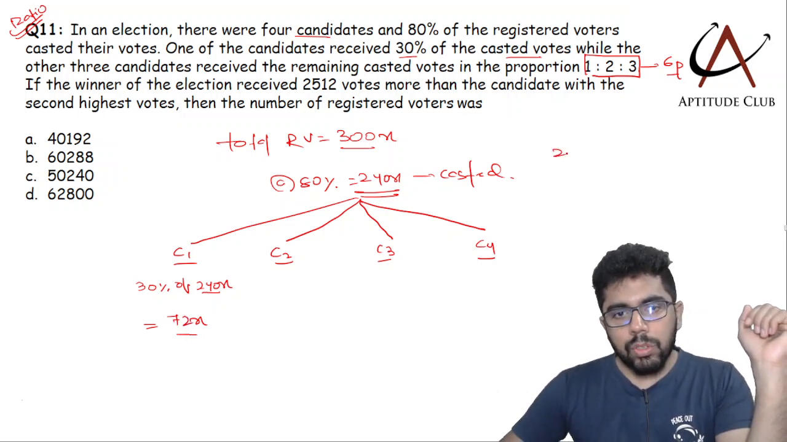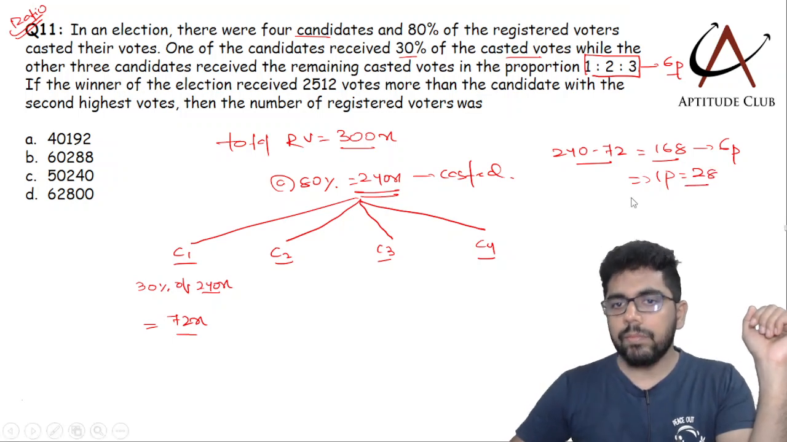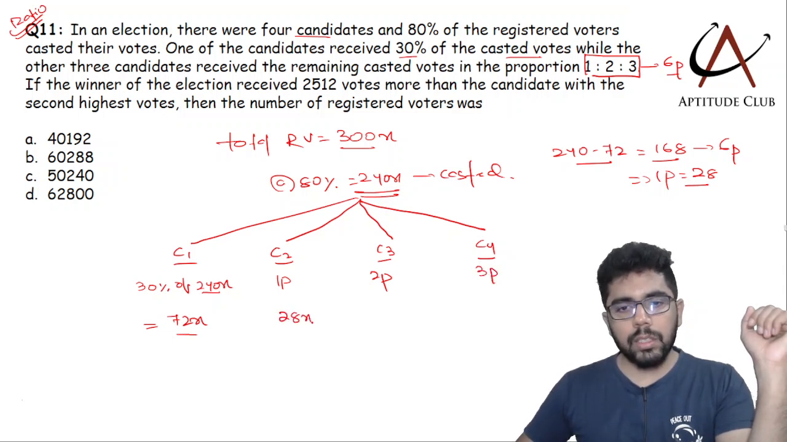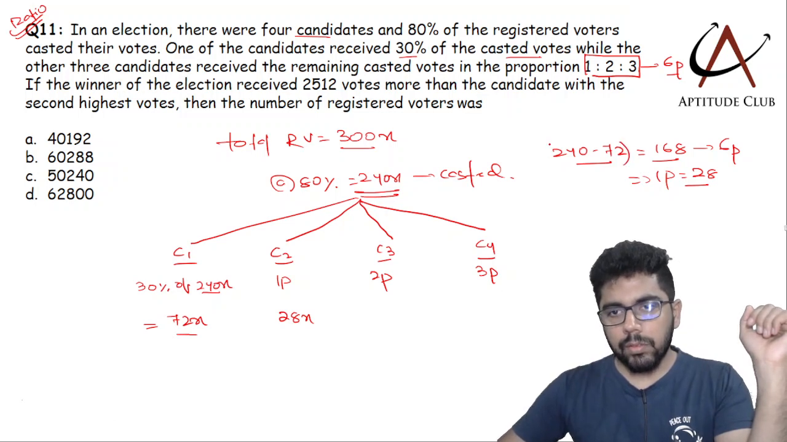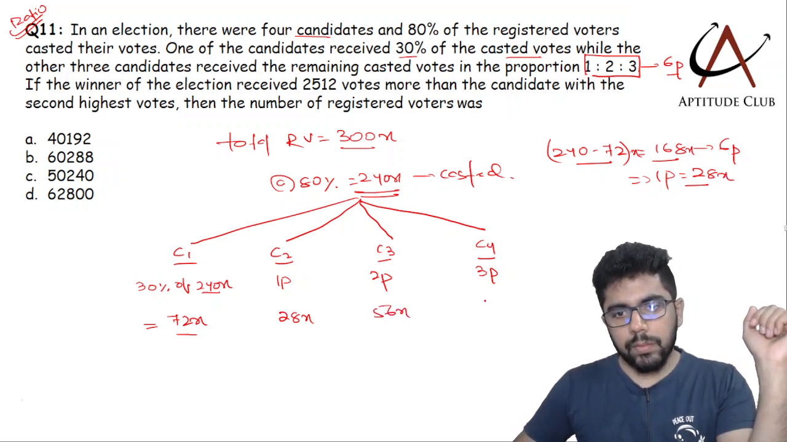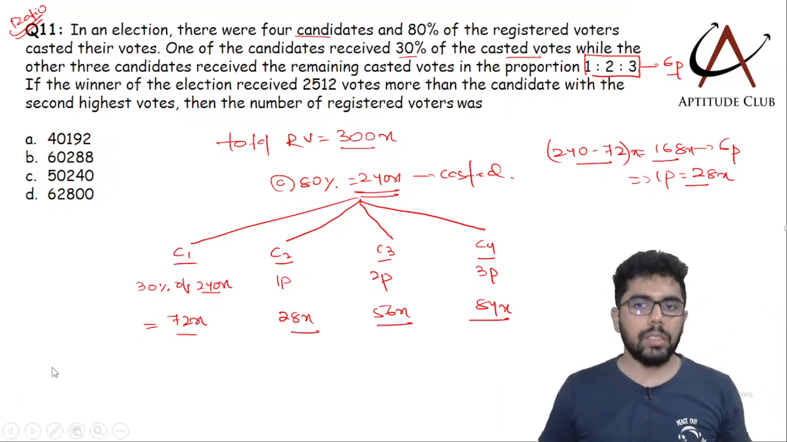The remaining votes, so 240 minus 72, so 168. 168 I can split it in 6 parts. So this implies one part will be 28. So here I'll be giving one part, 2 parts, 3 parts. That means 28x, so 168x, one part is 28x. So 56x and 84x. So you exactly know the individual votes of each of the candidates.